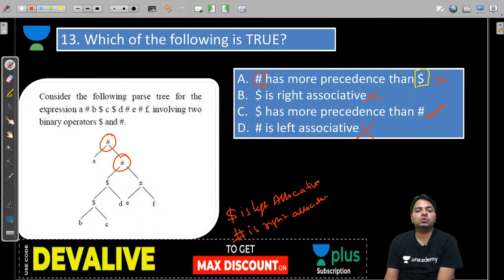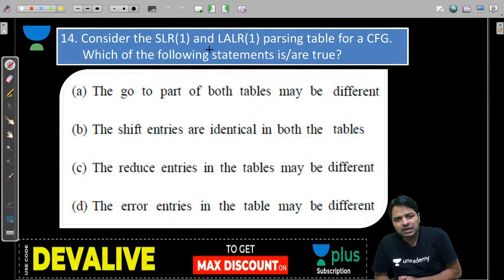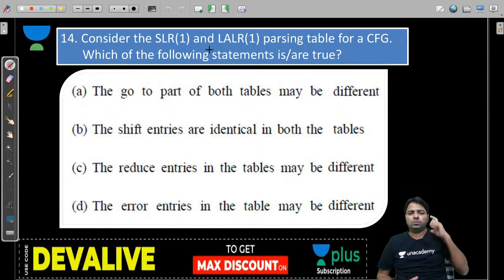So this is how we can choose the answer, it is C. Next: consider the SLR1 and LALR1 parsing tables for a CFG. So we are comparing SLR1 and LALR1. Have the clarity, and which of the following statements is or are true?